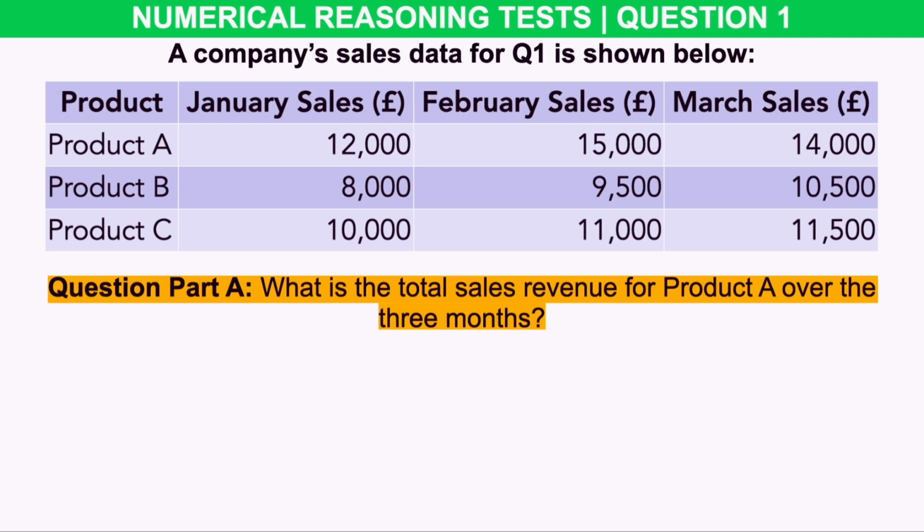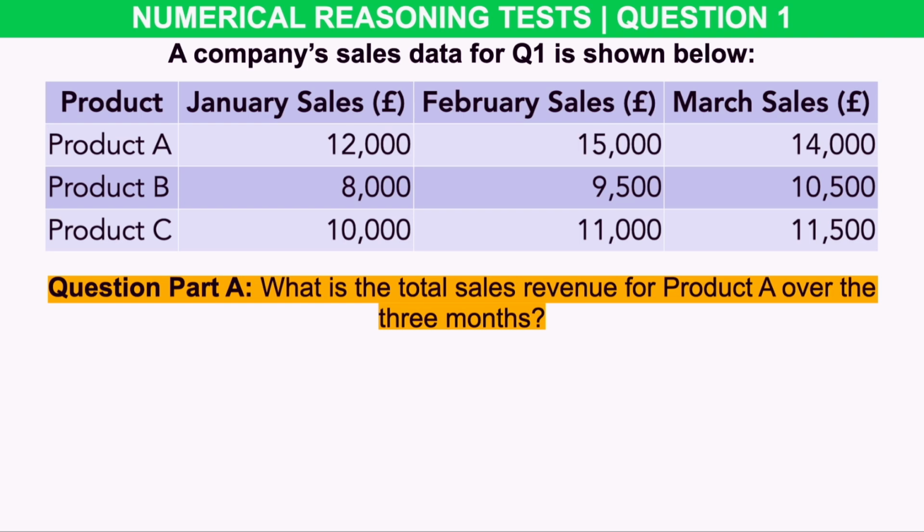Let's get started. To begin with, let's take a look at an example numerical reasoning question, one of the most common test types in pre-employment assessments. This first question is all about analyzing sales data. Take a look at the table and the question that follows. So you can see the table here with January sales, February sales, and March sales.